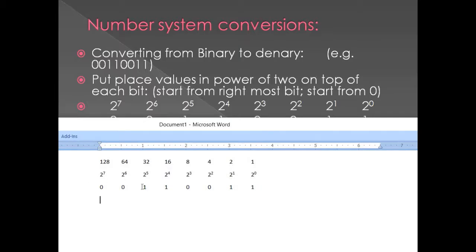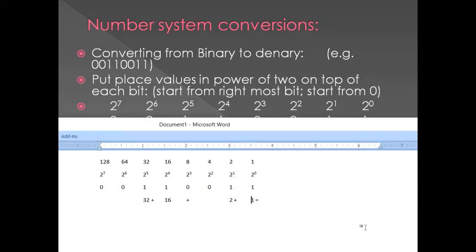The next step is, wherever there is a 1 in the binary string, you can ignore the zeros. You have to note down the place value for that. For example, 2 power 4, that means 16, and 2 power 5, that means 32. And then the next one we have is the 1 with 2 power 1, that means 2, and 2 power 0, that means 1.